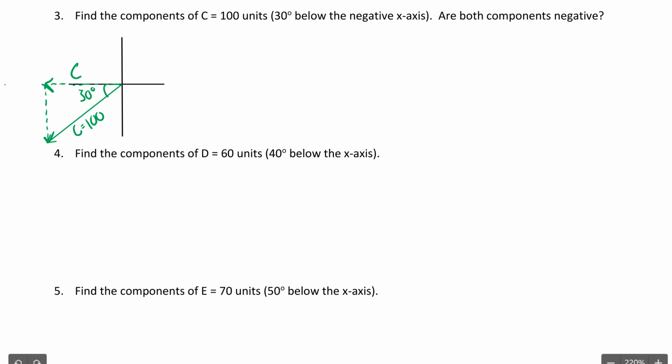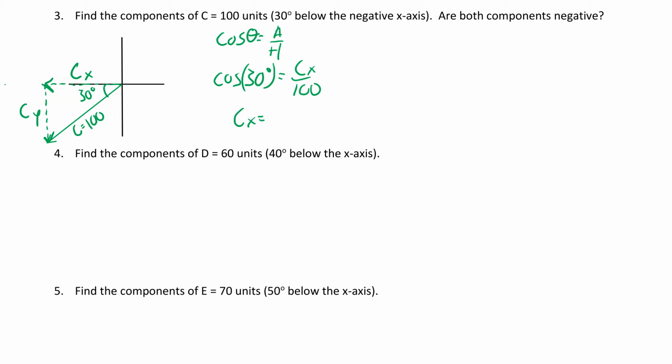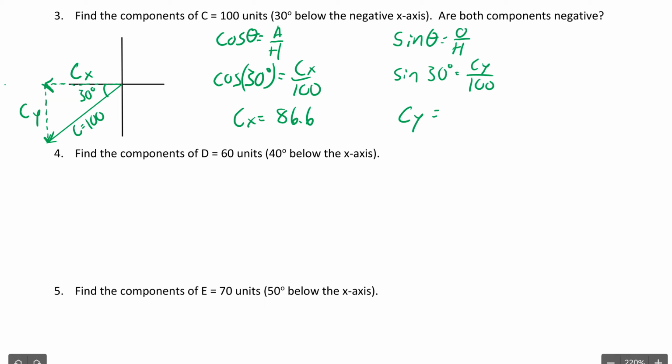So we'll use C sub x over here and C sub y. And now it's business as usual because CX is adjacent to our angle, and we have adjacent and hypotenuse. So for the x component, we can use cosine. Plug in, and you get CX is equal to 100 times cosine 30, 86.6. CY is opposite 30 degrees, and we have opposite and hypotenuse, so we're going to use sine. Plug in your numbers, and you get CY is equal to 50.